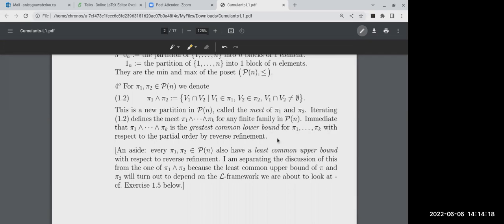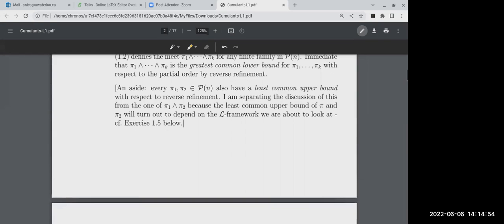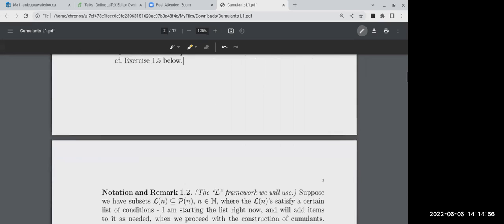Now, it would be easy to see that it also has a notion of least common upper bound. So really, it is a lattice, but there is a distinction, namely that this wedge, the meet, is universal for all frameworks that I'm using, as opposed to the least common upper bound, which will turn out to be dependent on what kind of partitions I'm planning to look at. So then I'll introduce this framework that I want us to look at, and we'll take it from there.